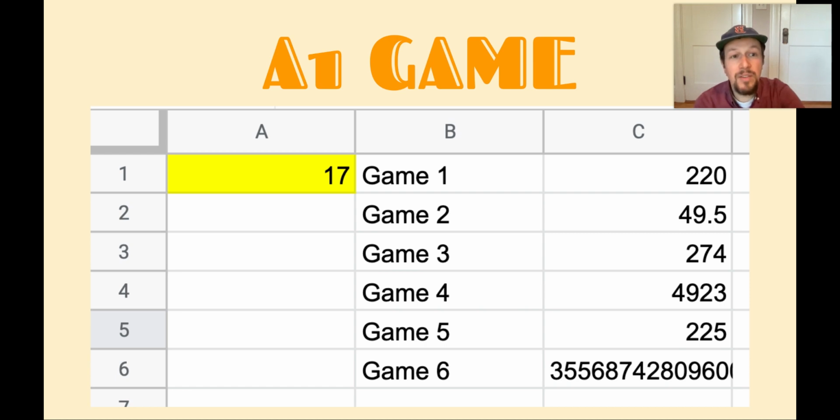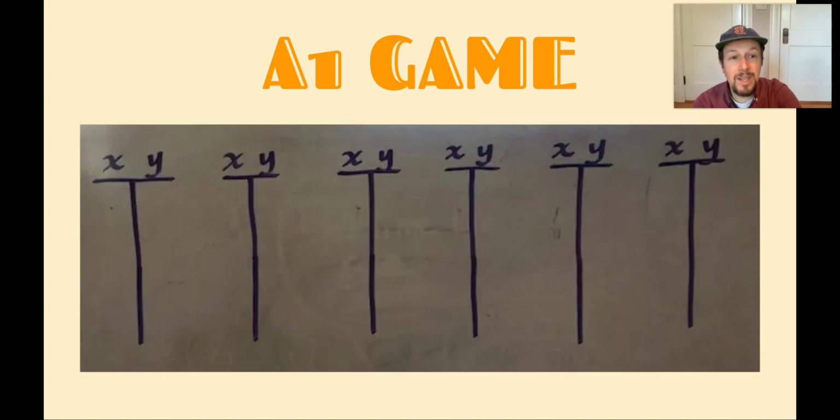What I'd like you to do first in the game is begin by taking your graph paper notebook. And in your graph paper notebook, you need to set up 6 different t-charts. The t-charts are all going to be labeled as X, Y, just like this. And you need 6 different t-charts.